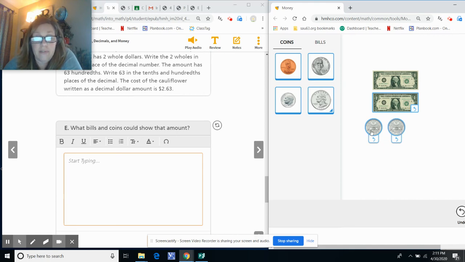Each quarter is 25 cents. And if you add 2 25 cents together, you're going to get 50 cents. But the amount we're trying to create is $2.63. So here's our $2. Here's 50 cents. How are we going to get ourselves up to 63? Well, from 50, we can add another dime, and that would bring us to 60, and then 3 pennies. So 1, 2, and 3. So 63 cents.